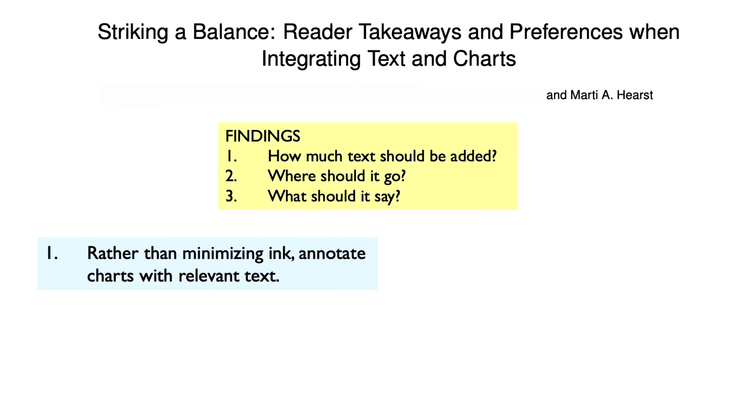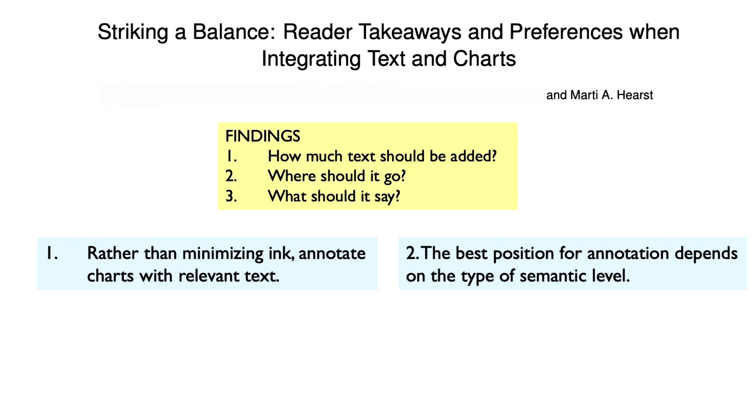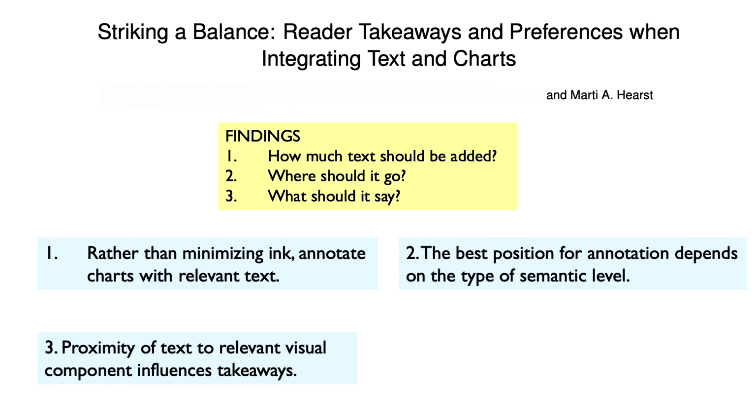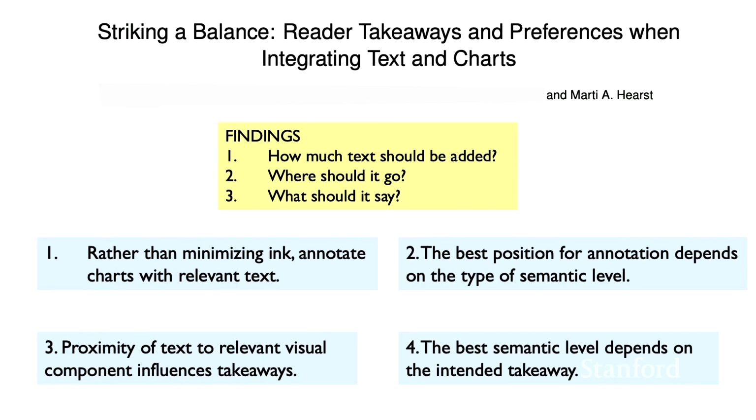Okay, so we found that rather than minimizing ink, we should annotate charts with relevant text. What is relevant text? The best position for annotation depends on the type of semantic level. So it wasn't really clean. It wasn't always L4 should go in the title. It was much more complex than that. Proximity of text to relevant visual components influences the takeaways, which makes sense. You want to have the annotation, say, about a point be near the point. And the best semantic level depends on the intended takeaway as well. So the other parts about what was best for what were a little bit messier.